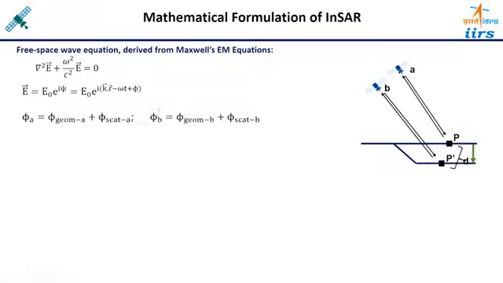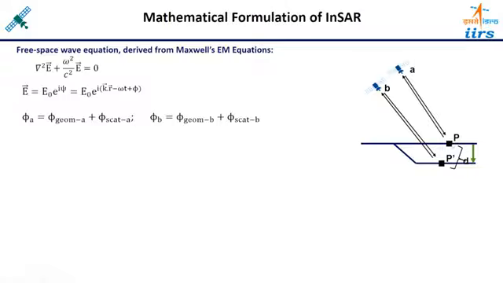Same way, the phase of signal B equals the geometric phase of B plus the scattering phase of B. Now this situation we are going to apply for the deformation analysis. So here you can see, suppose one target is there on the surface, that is P.